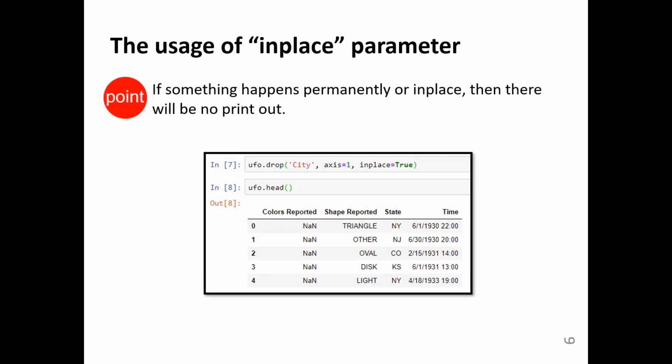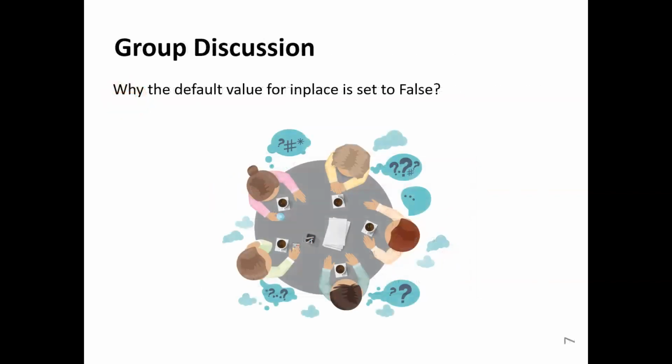So if something happens permanently or in place, then there will be no printout. Again, if there is no printout, it means that something happened permanently. The reason for that is it assumes you have already checked, you saw the output, you confirmed it, and you want to do it forever, permanently, right? You want that change to happen forever. Okay, look at this one.